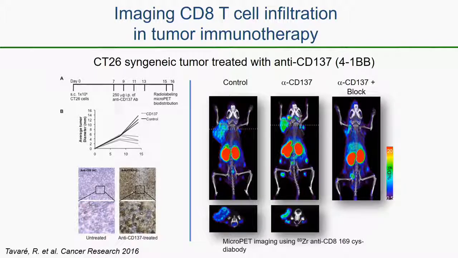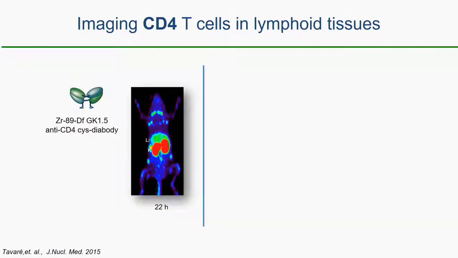And then finally, there's a control here, which is a blocking study with excess cold CD8 minibody administered, and you can see that all of that signal in the spleen, lymph nodes, and tumor is due to specific binding of the CD8-specific cis-diabody immunoPET probe.